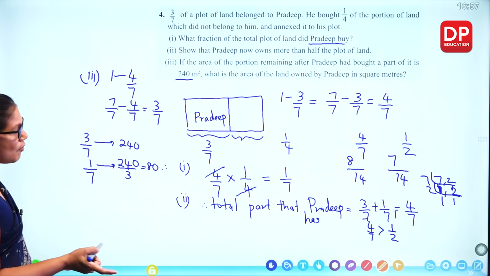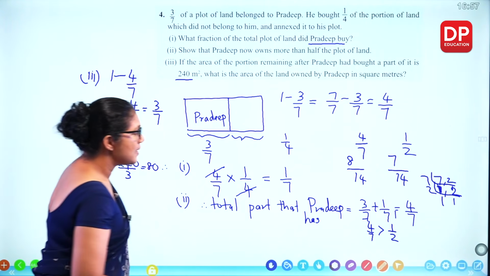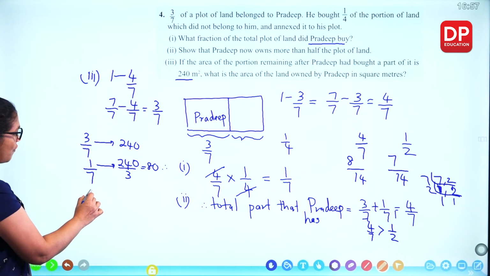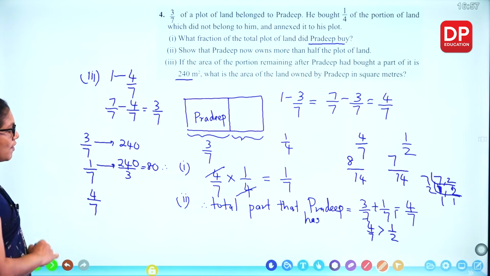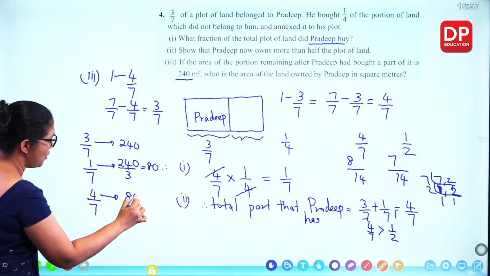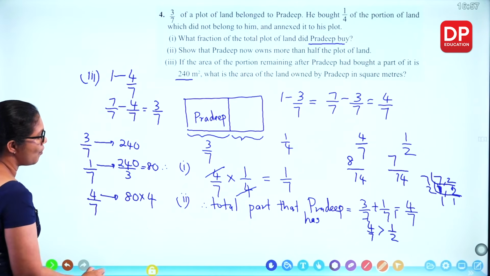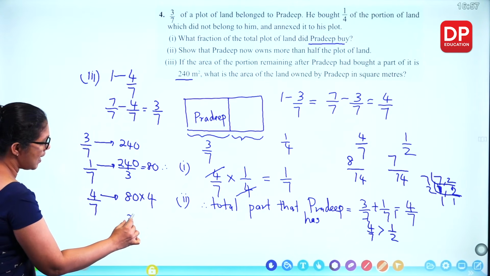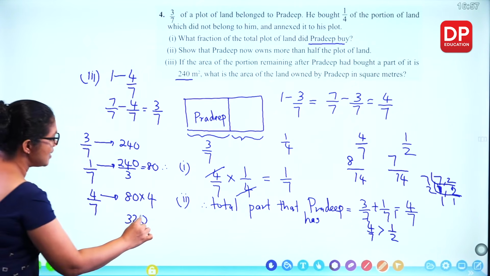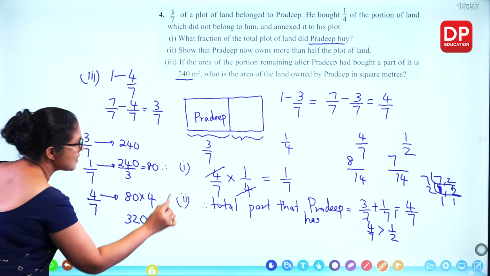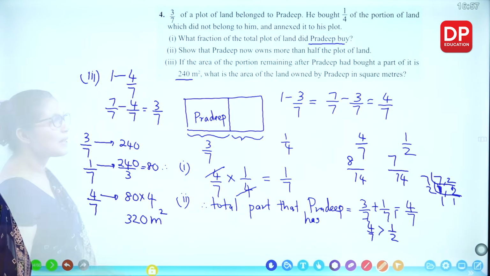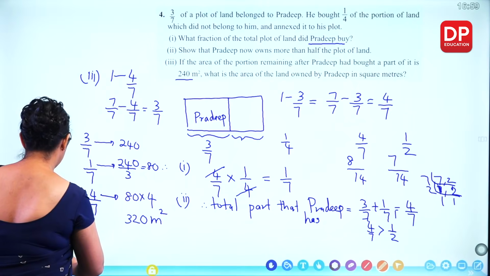So what's the part that Pradeep has bought? 4 sevens. So you need to find out what about 4 over 7. So what you can do, take the value, multiply by 4. So when you multiply 4 times 8 is 32, 320 square meters is the answer for the last part. Now we'll take the next question.